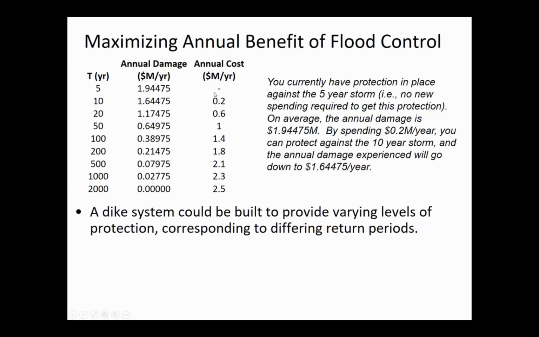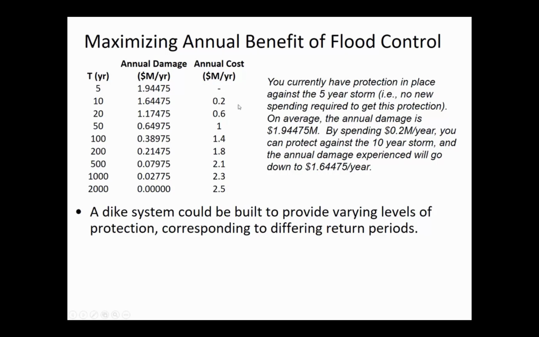$0.2 million per year so that you have protection against the 10-year storm, then what that means is that now you're only exposed to damage from all of the storms bigger than the 10-year storm. So you're threatened by the 20, the 50, the 100, and so on, all the way down through the list. And so what that means is if you spend $0.2 million per year, now your annual damage is only $1.64475 million per year. So already we can tell that's a good deal because you're spending $0.2 million a year and you've just reduced your flood damage from 1.94 to 1.64.